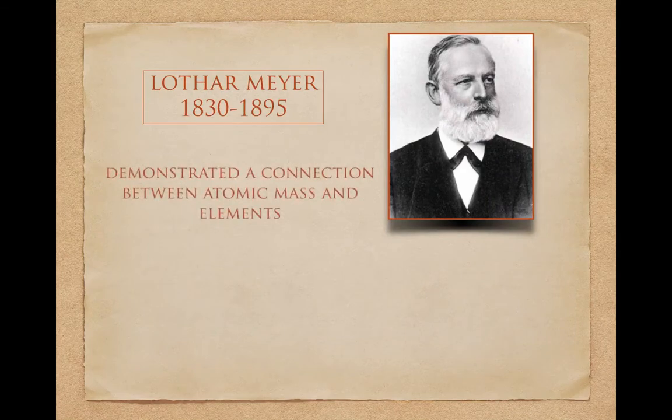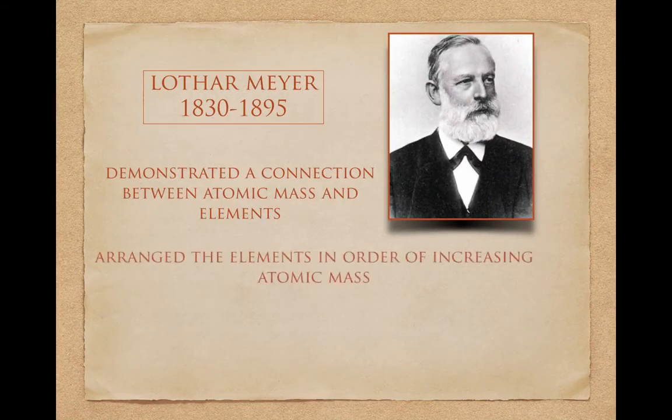Secondly, let's take a look at Lothar Mayer. He demonstrated a connection between the atomic mass and elements, and he arranged the elements in order of increasing atomic mass. Now, he wasn't the only one to do this. You'll notice that some of these characteristics that these scientists discovered are actually just building off of the characteristics that other scientists that preceded them discovered. So he wasn't the only one to notice that the elements kept increasing in mass.